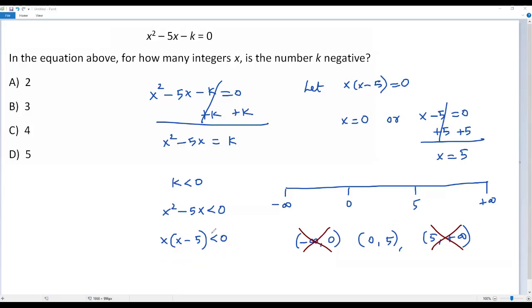And also we have to consider only the integer values between 0 and 5, because according to the question, we have to find the number of integer values of x for which the value of k is negative. So between 0 and 5, how many integer values are there? We can write 1, 2, 3, 4. So there are 4 integer values between 0 and 5. Therefore, there are 4 integer values we have for x so that the number k is negative, and we find the 4 in answer choice C. The correct answer choice for this question is C.